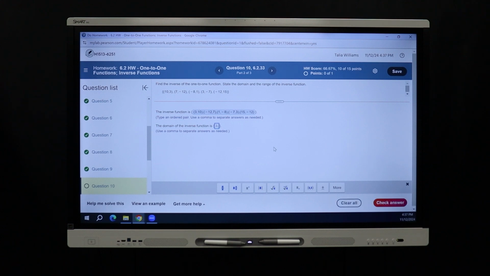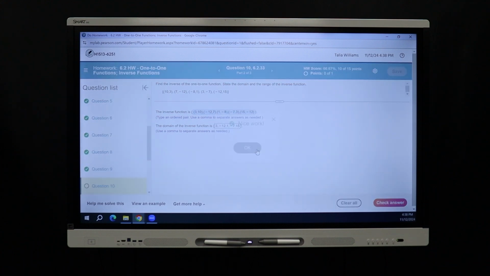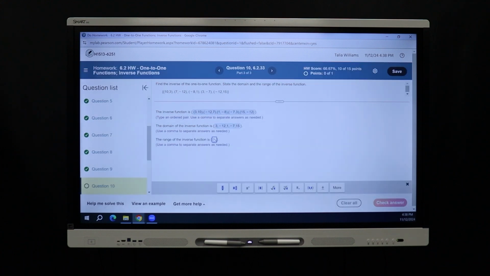So 3, -12, 1, -7, and 15. Oh. 10, 7, -8, 3, and -12.